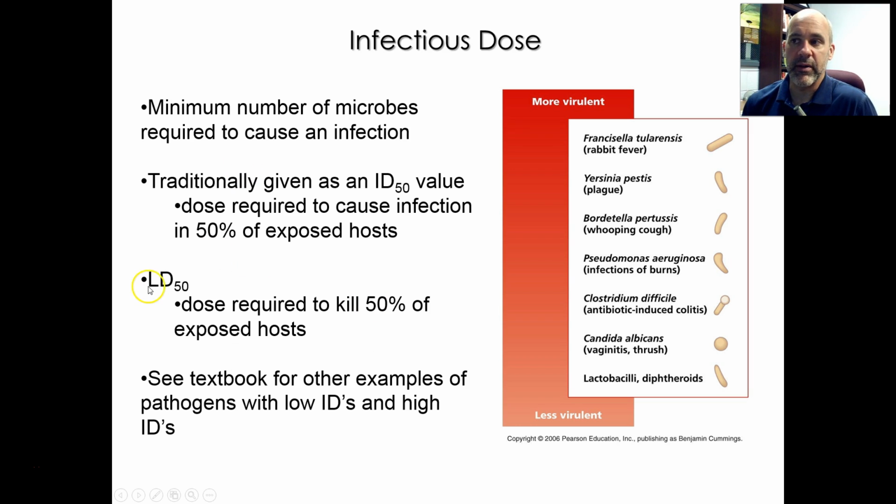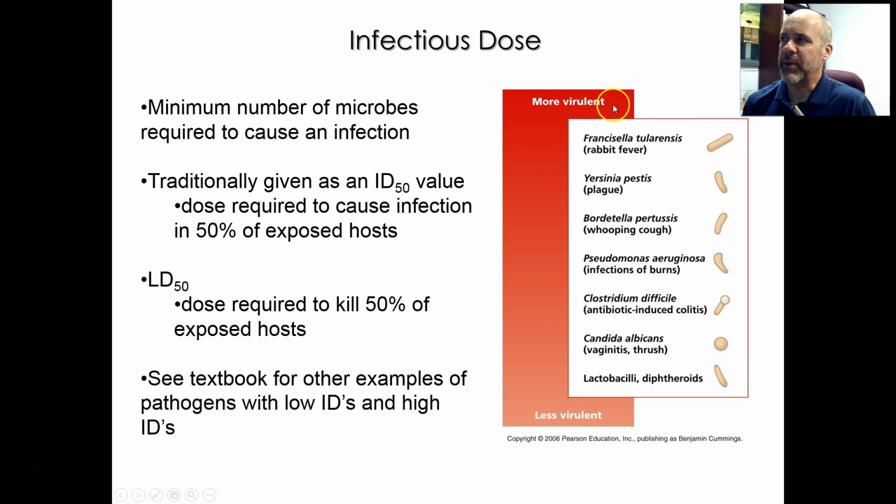There's another value called the LD50, which stands for the lethal dose. So that's the dose that will kill 50% of the people or the hosts exposed to it. Now over here, this is a little figure which is showing you some different microorganisms categorized according to virulence. More virulent ones at the top, less virulent down at the bottom. The more virulent a microbe is, the lower the infectious dose. The less virulent an organism it is, the higher the infectious dose.